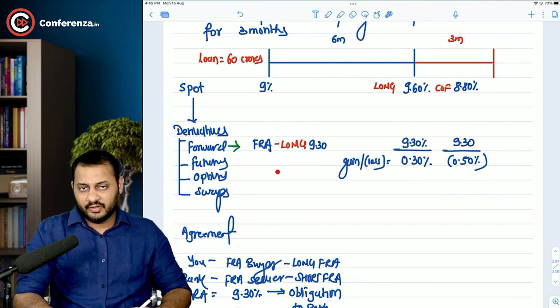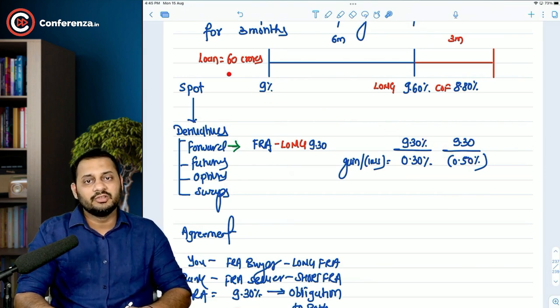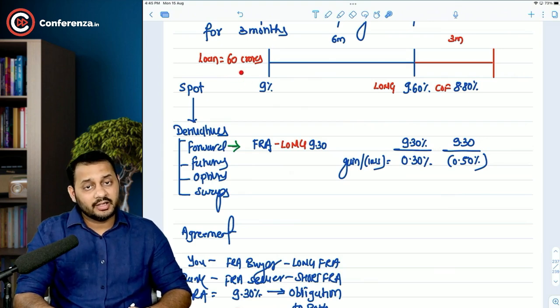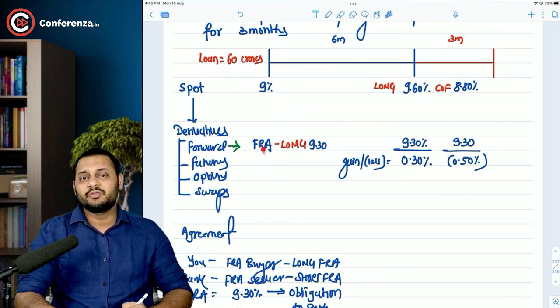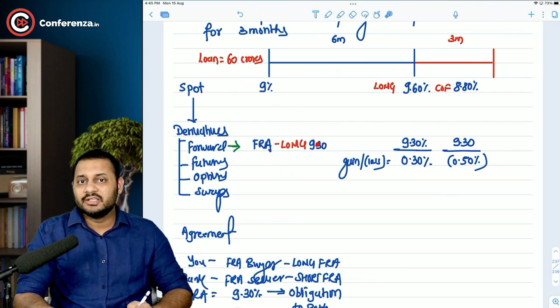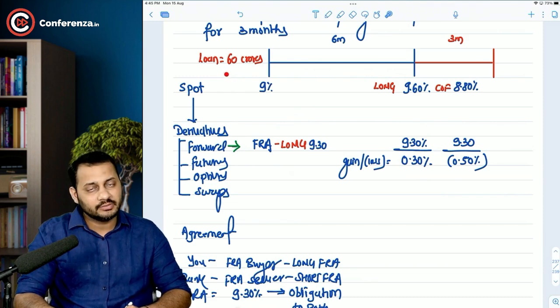If we just look at FRA, the only cash inflow and outflow will be of this interest rate difference, 0.30%, 0.50%, applicable on the principal amount. There are some speculators in the market whose purpose will not be to do anything in the spot market or to take or sell the loan. They will just enter the derivatives market, buy FRA at 9.30%, sell FRA at this rate, gain from it, and just go home. For them, this 60 crore will be a notional principal amount, not a real principal amount.